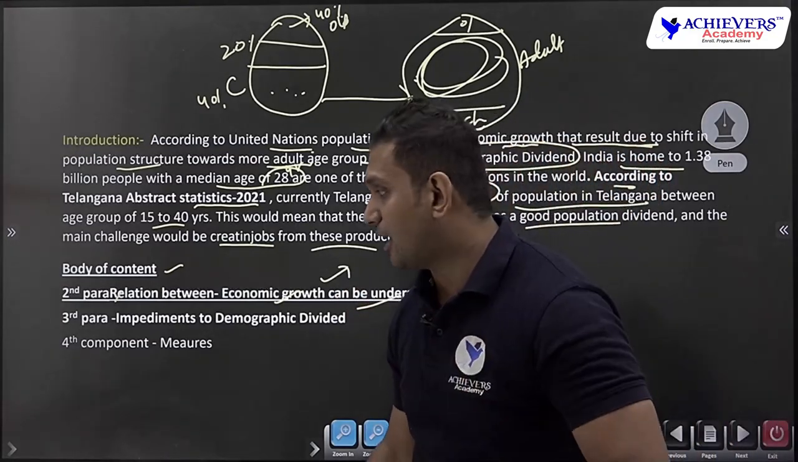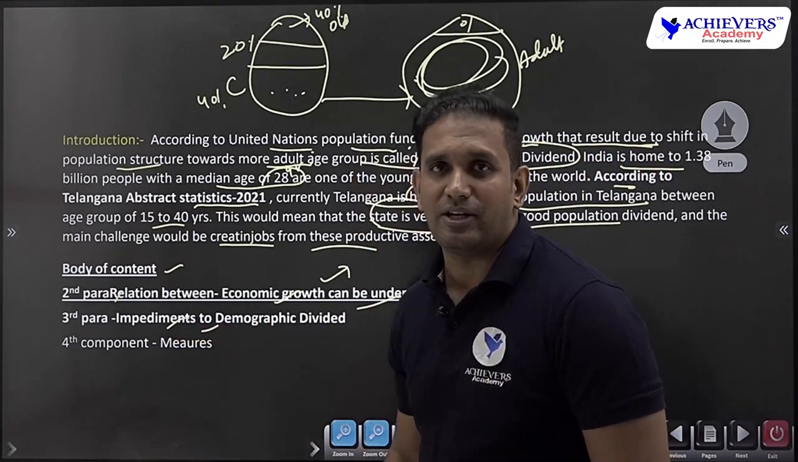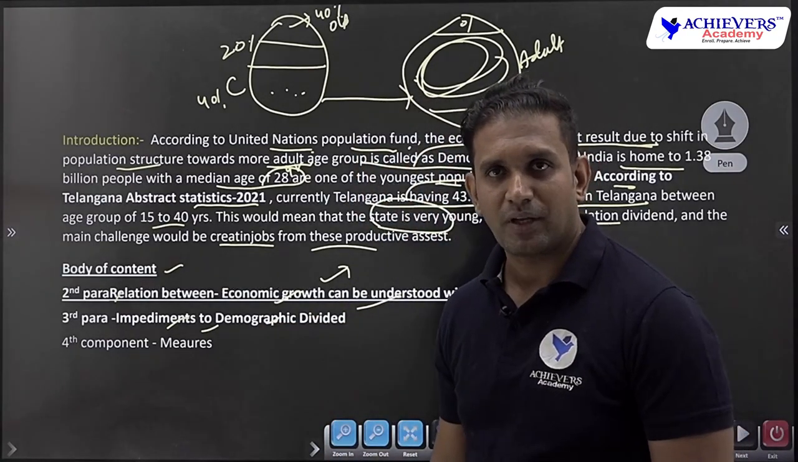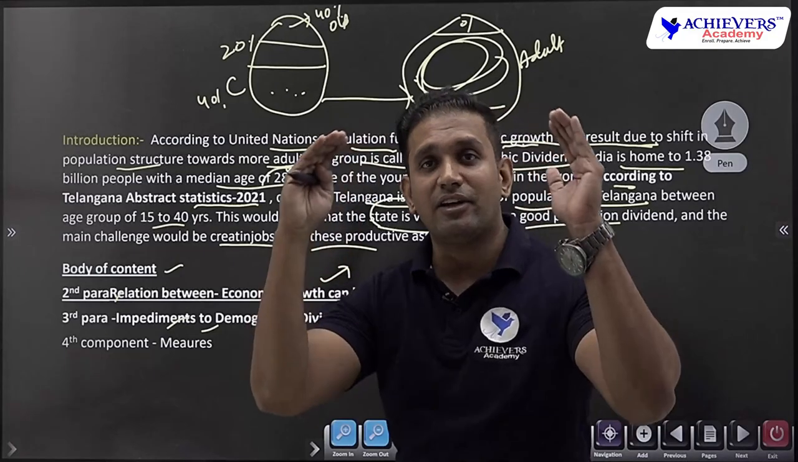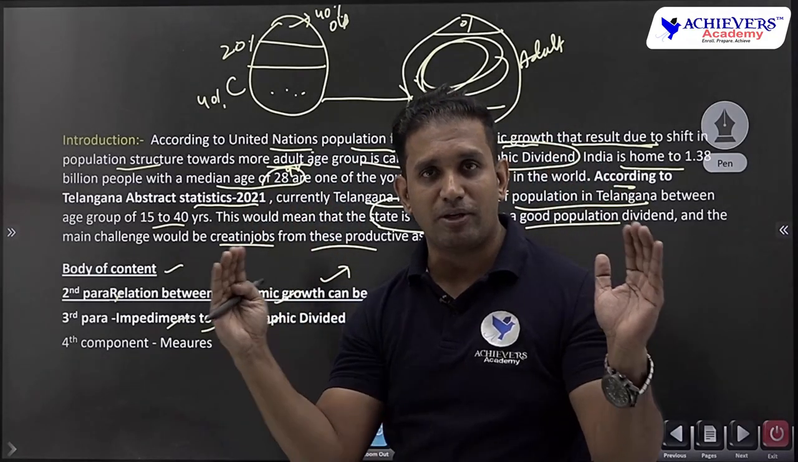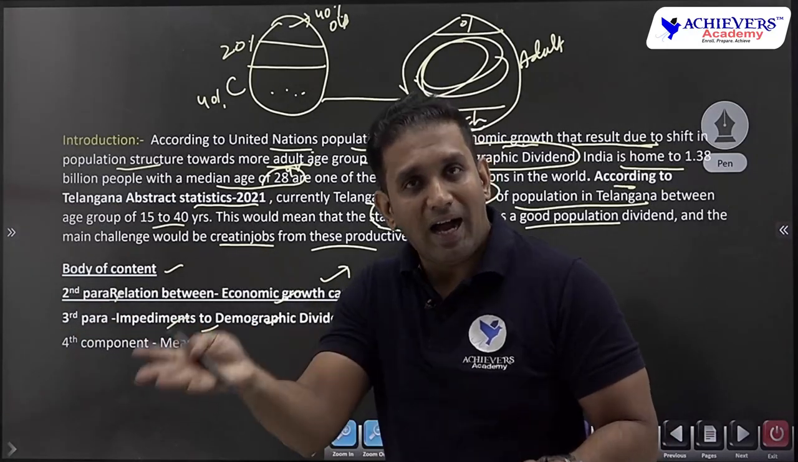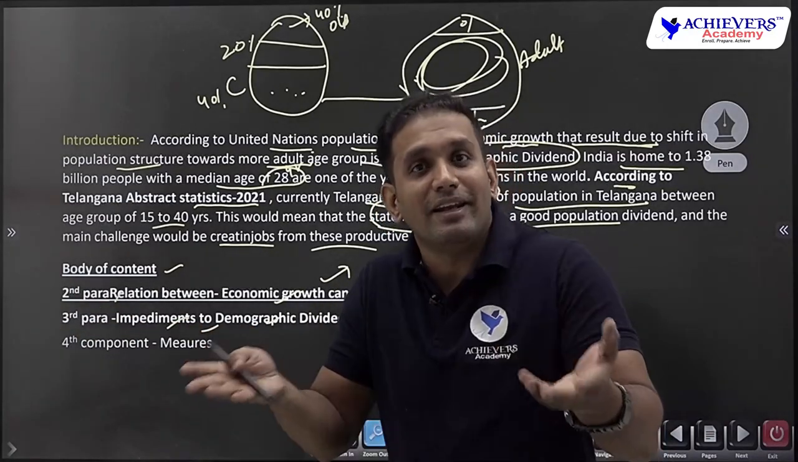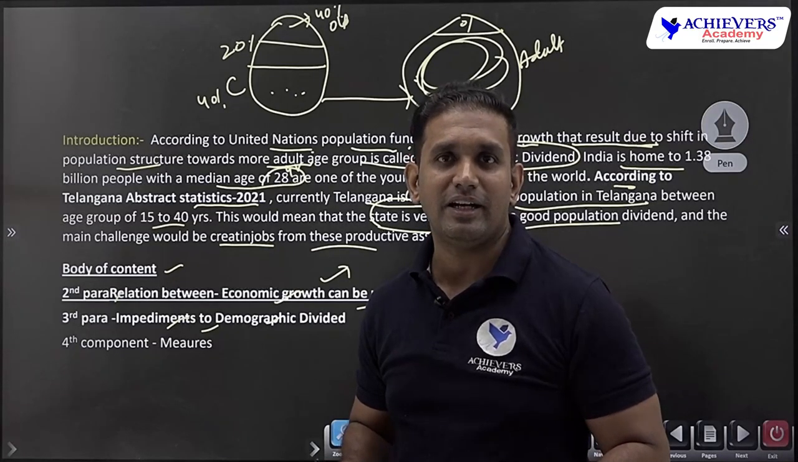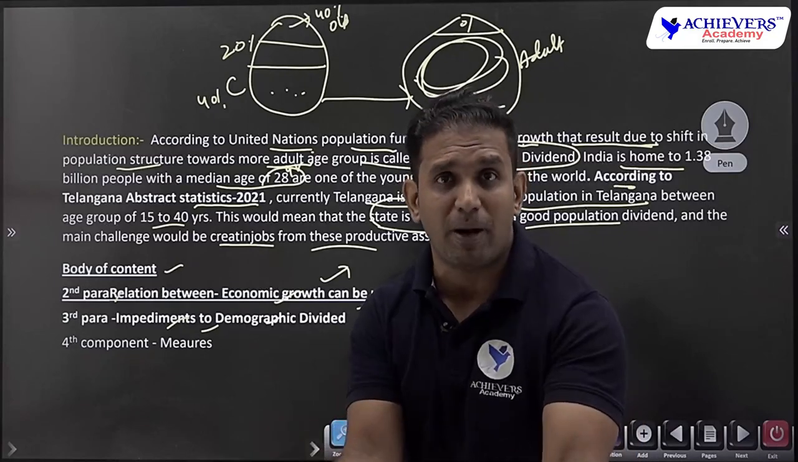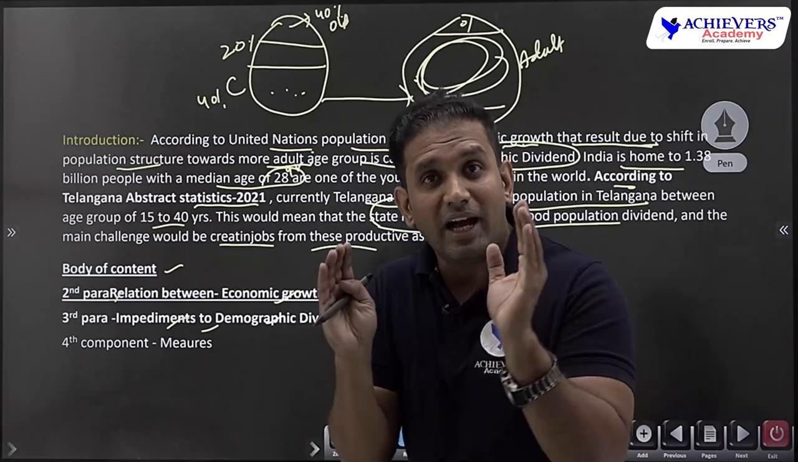And the third paragraph will be about the impediments, meaning the challenges to the demographic dividend. A country is having a good amount of youth population, 40% of the population is youth, but they are not able to harness it. Why? Unskilling. Unskilled is one. Illiteracy. Gender disparity. Women are not allowed to work. Women are also a part of the workforce or not? Yes.